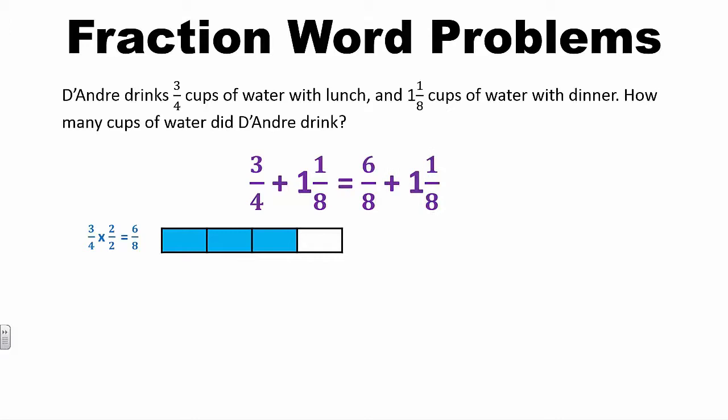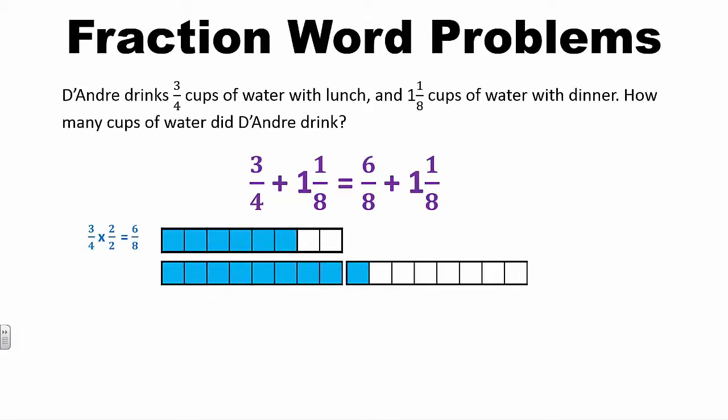We can partition the model to show 6/8. Now if we add 1 1/8, we can add the parts of the model to find that 6/8 plus 1 1/8 equals 1 7/8. So DeAndre drank 1 7/8 cups of water.